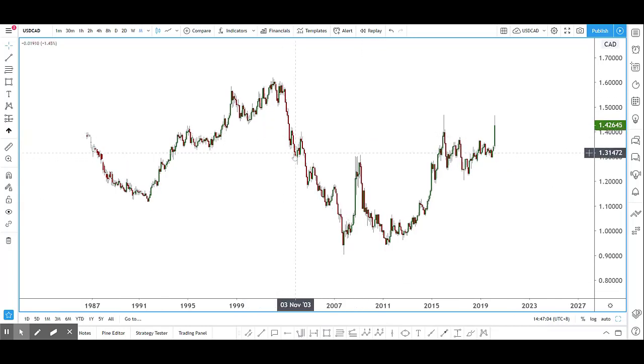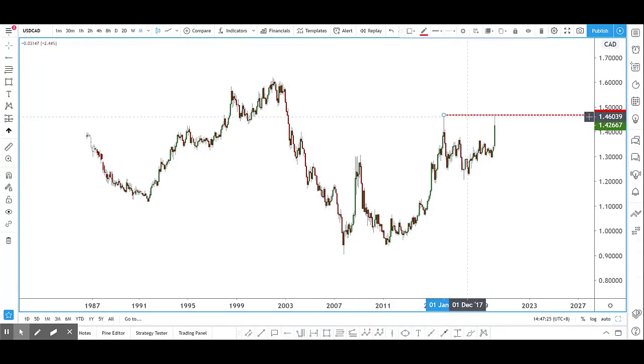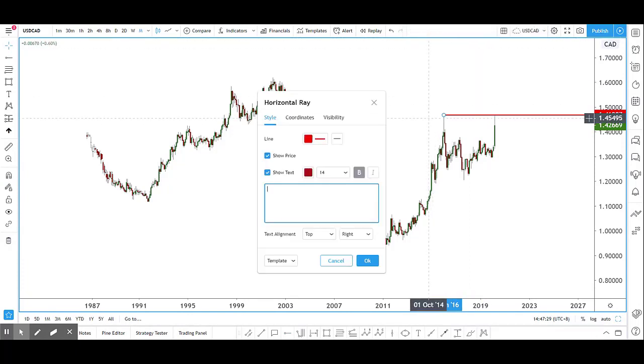Right, so as usual, we start off with the monthly and we want to focus on this area. Now recently in 2015 and also in March, we see that the dollar CAD spiked up to this level here at a 1.4630 level, and both times it made a very strong rejection. So graphically speaking, we can put a resistance level here, and we can call this our long-term resistance.